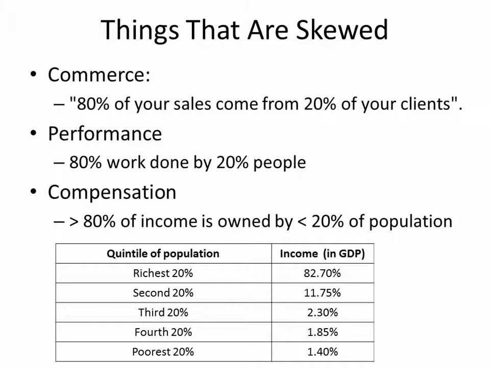So you can actually see this. If you actually look at the richest 20% of the world, the top fifth, you'll see that they have 82% of the income. It's an actual law. Right?